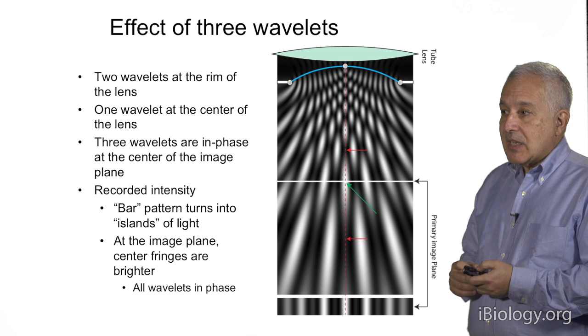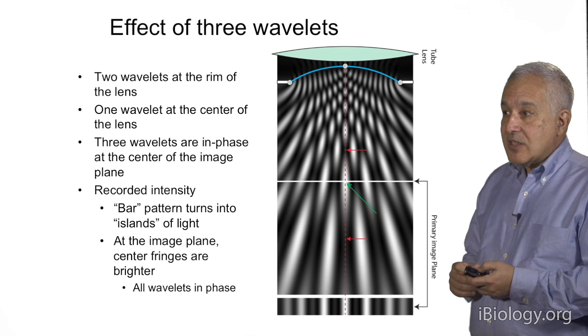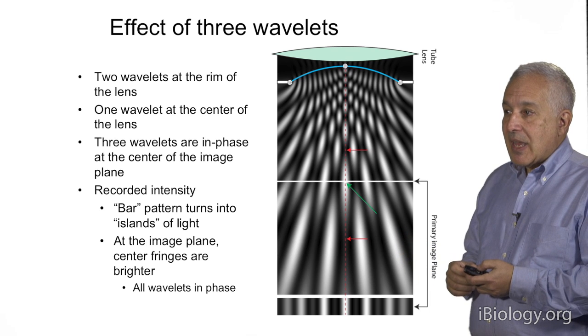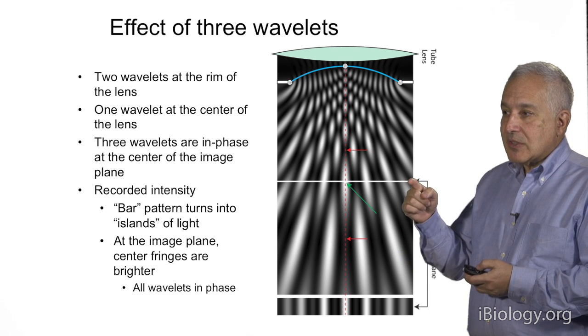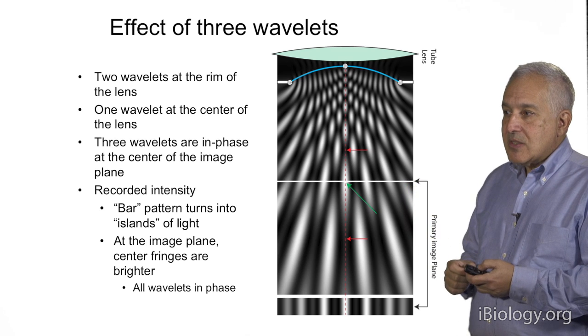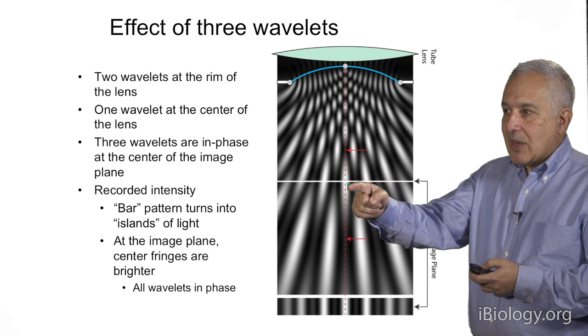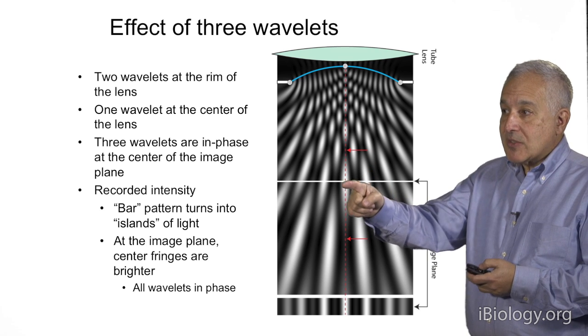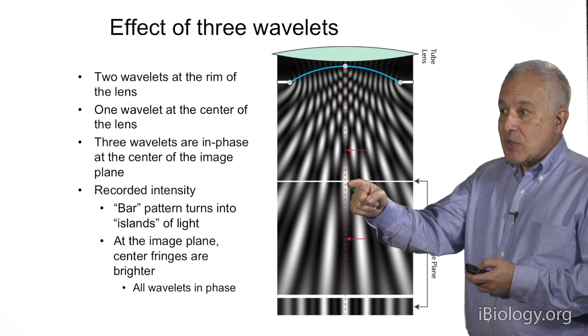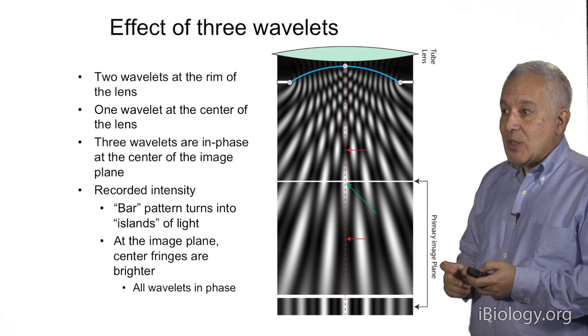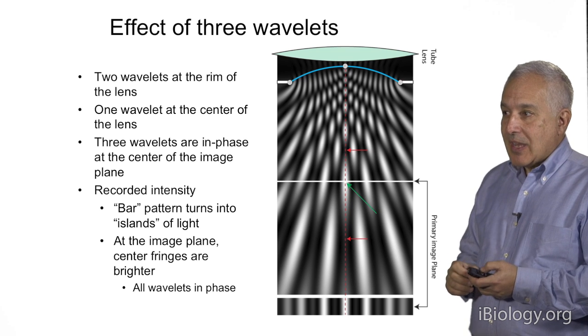The recorded intensity is a series of bar patterns. It turns into islands. Instead of stripes, we now have islands of bright and dark. At the image plane, which will end up where this line is here, one sees that there is an island of bright right in the center. That is because at that point you are equidistant from those three wavelets, because that point is the center of a circle for which those three wavelets are on the circumference of that circle. So they're equidistant from that point, and that is where the image is focused, for a point in the specimen that's located in the center of the image field.